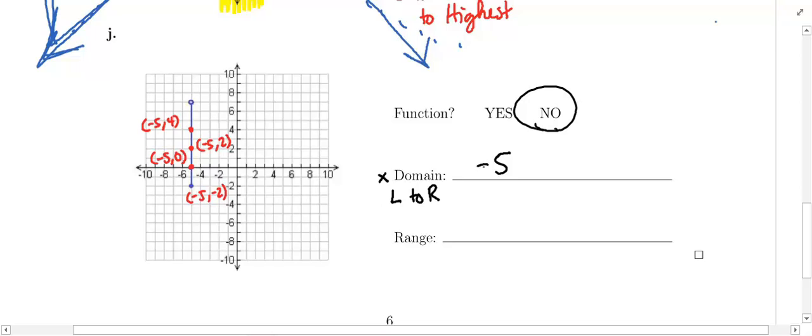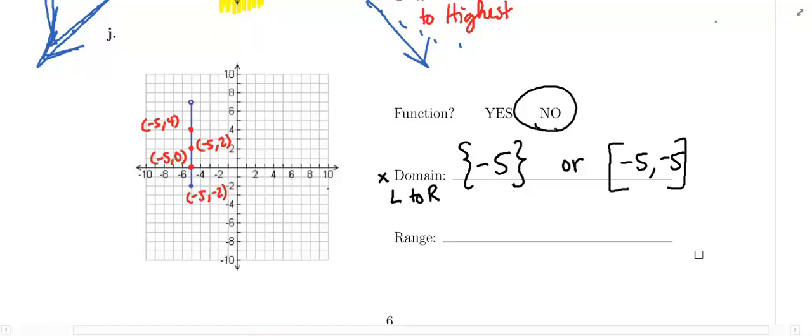If you just have one input, you can list it using braces, or you can make it an interval from -5 to -5. Remember, you want to include it because -5 is the input if the output is -2, -5 is the input if the output is 0, and so on. You want to include it, so you would put brackets. Either of these answers is acceptable.